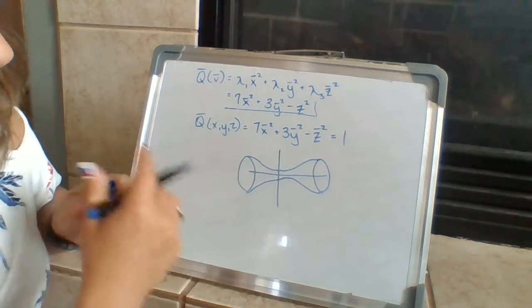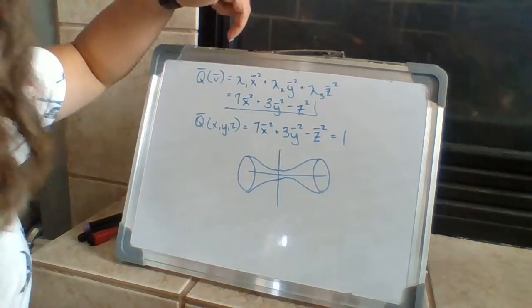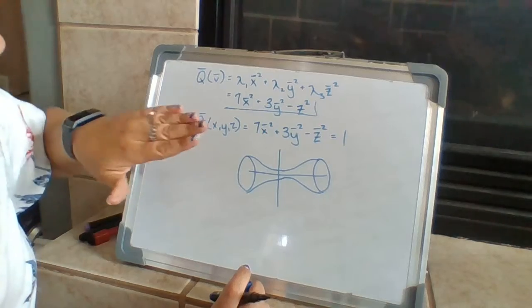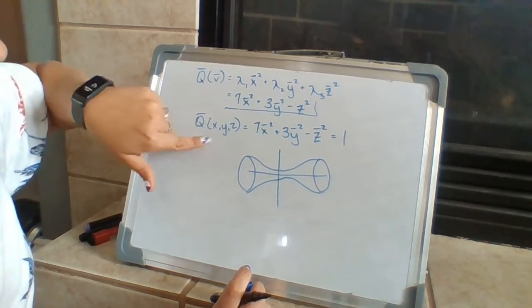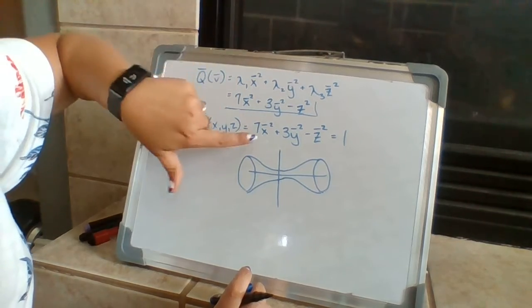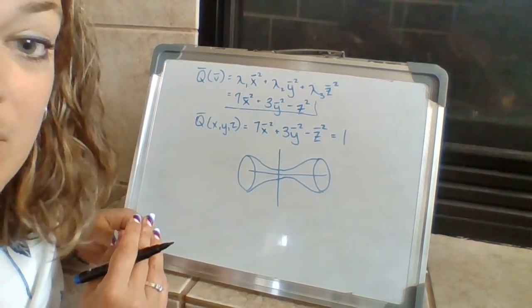I could tell that if I graphed the original equation, but because we were able to use the diagonal form and therefore use our eigenvalues, we can see it a lot easier without having the extra terms.